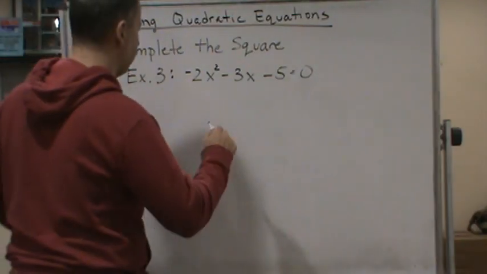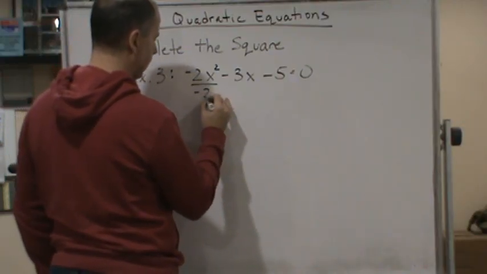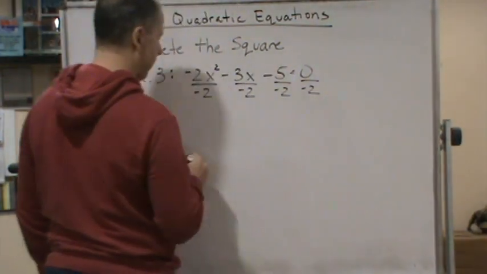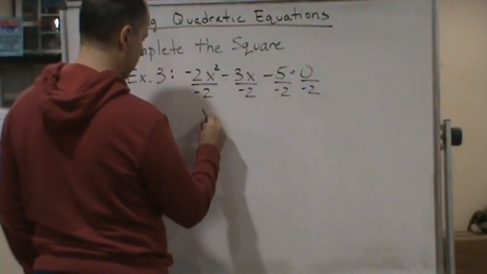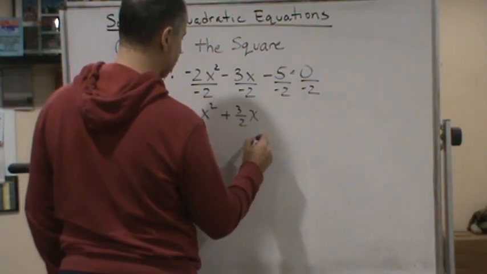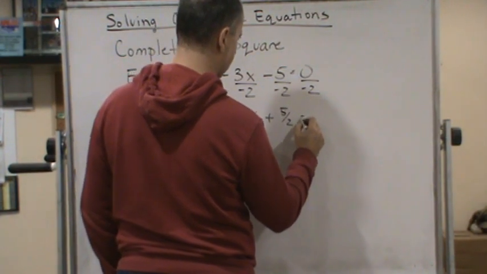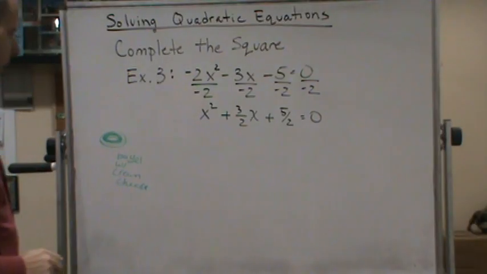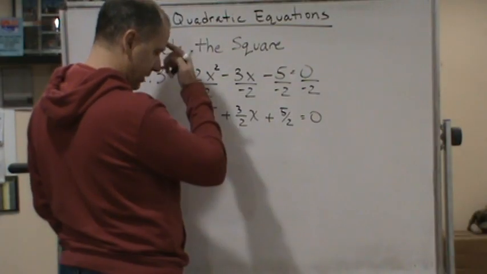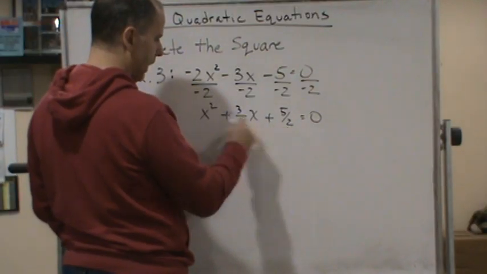So in this case, the first thing I'm going to do is divide everything by -2. So if I divide everything by -2, then now my equation becomes x squared plus 3/2 x plus 5/2 is equal to 0. And now, this is obviously not a perfect square, because if you take half of this and square it, you're definitely not going to get that.